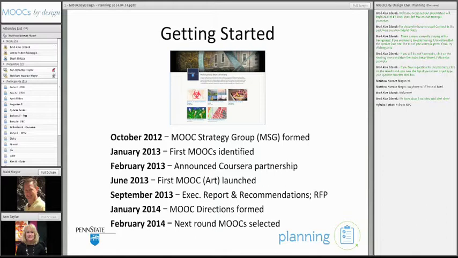We'd begun discussions with Coursera. We had selected Coursera as the partner we wanted to begin with. And we identified those 5 MOOCs that Matt and I keep mentioning that we wanted to develop. In February of 2013, we formally and publicly announced our partnership with Coursera.